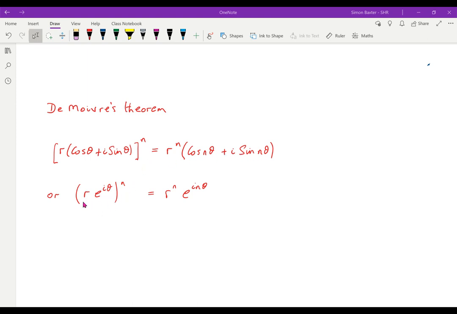In exponential form, it's nice and easy to see: r e to the i theta to the n is r to the n and then e to the i n theta. But if you are asked to prove this in an exam, and I have known it happen just the once, you will be expected to prove it in the trigonometrical form and by induction. So let's have a look at that.